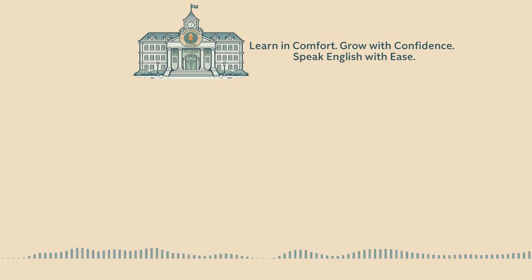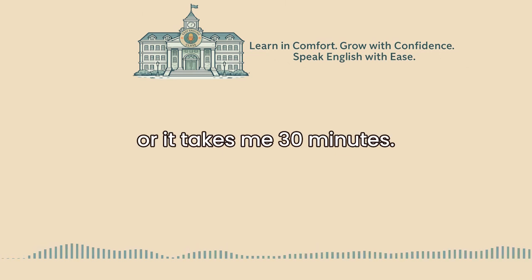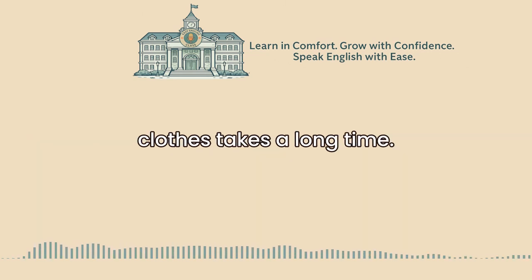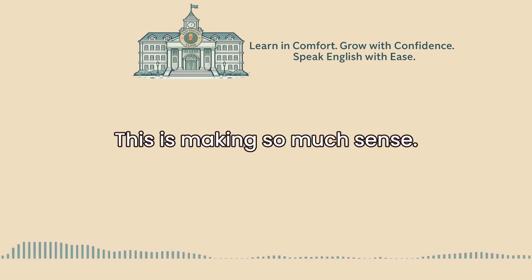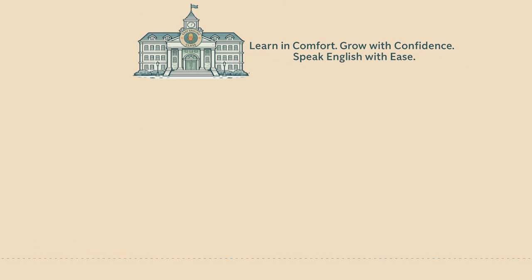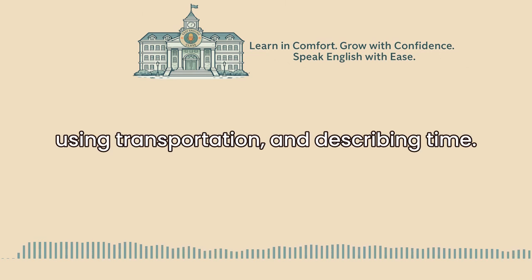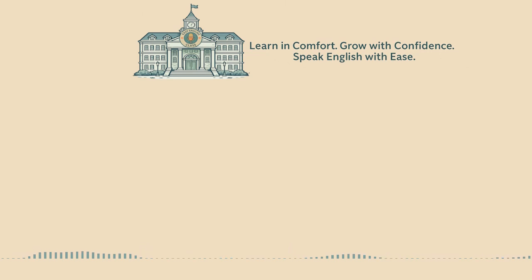Can I say, I take 30 minutes to get to work? Yes, that's perfect. You can say, I take 30 minutes, or it takes me 30 minutes. Both are correct. And you can say, choosing my clothes takes a long time. That means it's a slow process. This is making so much sense. Take is for moving things, using transportation, and describing time. Exactly. Now let's move to activities and fixed phrases.